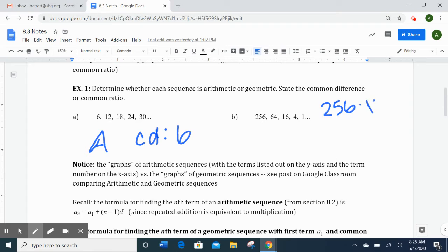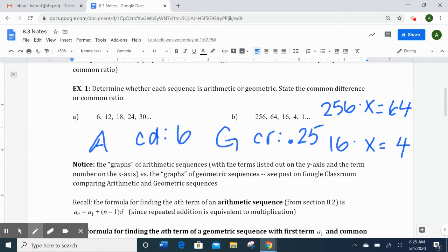So when I look at letter B, I'm asking, what are they multiplying by each time? 256 times what gives me 64? That's what I'm trying to figure out. What am I consistently multiplying? Or 16 times what gives me 4? It has to be the same thing with any pairs of numbers. So if I take 64 divided by 256, or 4 divided by 16, this is geometric, because the same thing is getting multiplied each time. And I would say that the common ratio is either 0.25 or 1/4. Be on the lookout if they ask for fraction or decimal, but it doesn't matter between the two.